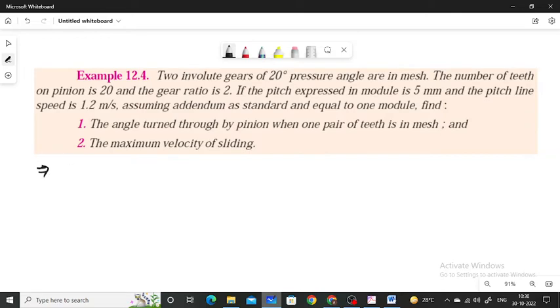Okay, इस पर बेस्ड एक न्यूमेरिकल हम लोग सॉल्व कर लेते हैं.